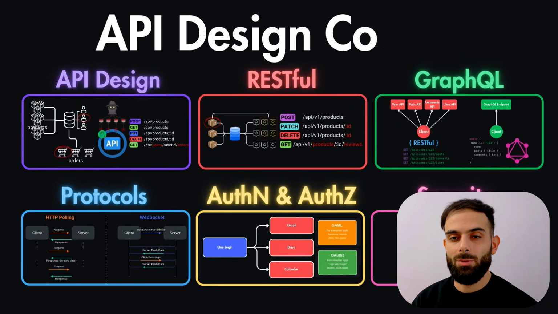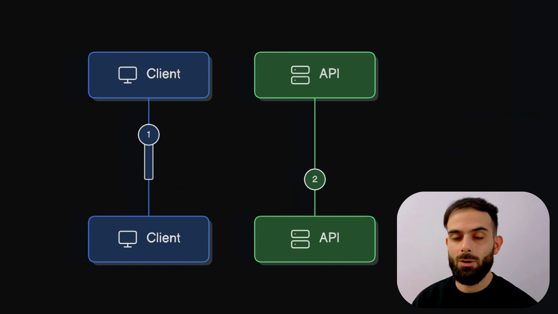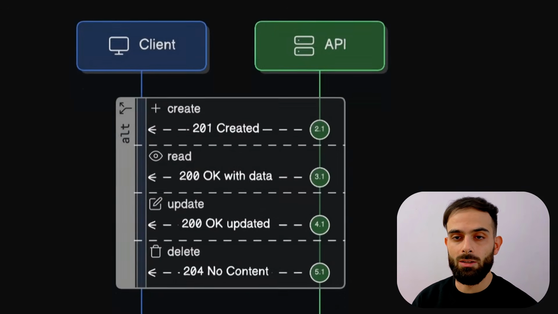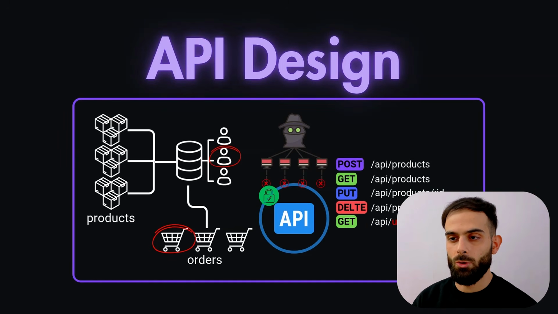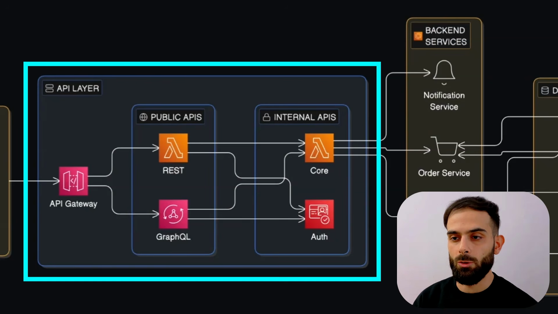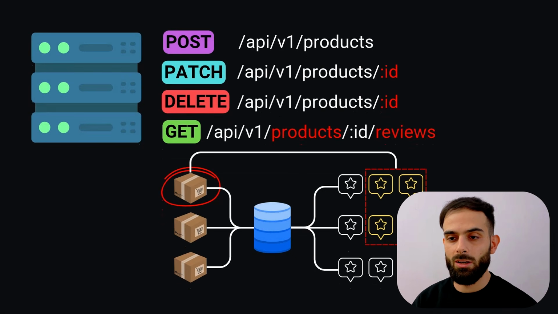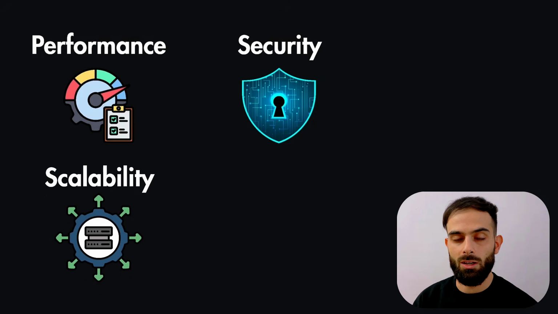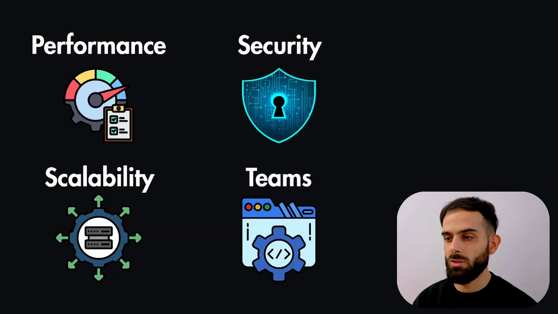This is the complete API design course. When we learn about APIs, we usually learn the basics like how to make a request, how to receive a response, and the basic CRUD operations. But API design is much more than that. In real production systems, APIs are the backbone of every feature that you build. And how you design it directly affects the performance, security, and scalability, and also how other teams interact with your work.